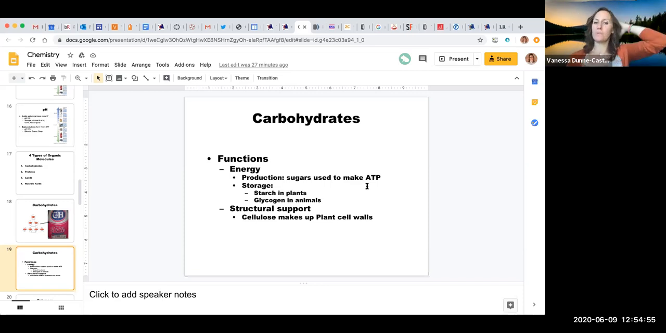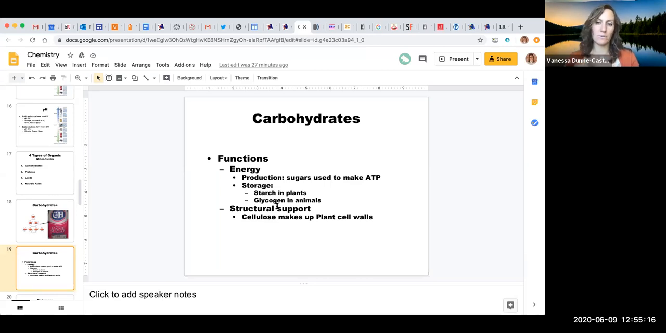There are other energy sources we have, like lipids. We can make energy out of fats, or proteins. We can make energy out of there. But our cells are designed essentially to first and foremost attain their energy through sugars. If you have sugar, your cell will use that sugar first. That energy is stored in the form of starch in plants or glycogen in animals.